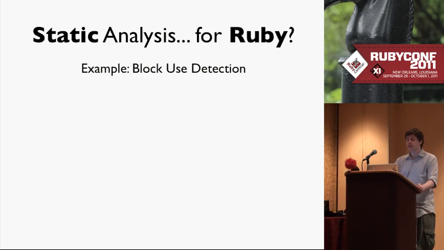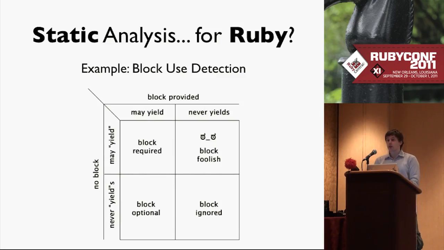My first motivating example, the one that I came up with about a year ago when I decided to start this project, was that I wanted to write a tool that, given a Ruby method or a Ruby program, finds out for a given method whether it requires a block when you call it, whether it will use one optionally, whether it will ignore one completely. And when I actually formalized this, I found another group of methods that actually make no sense, which I call block foolish ones. Those are the ones that will try to yield if you don't give them a block and will not call the block if you give them one. Those are in error.